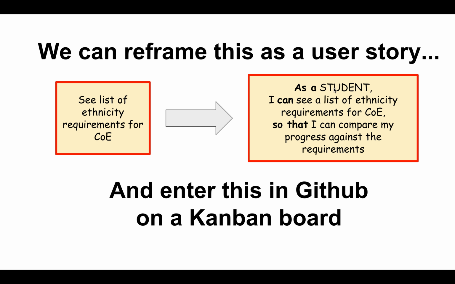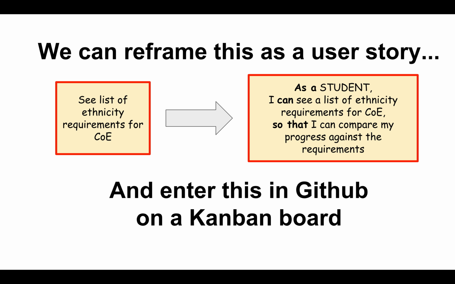As a student, that's the role of the person who is going to do this thing. I can see a list of ethnicity requirements for CE so that I can compare my progress against the requirements. And that's really the critical part. That's really the reason why you write the story: to have that conversation about what your end goal is. Because if you didn't have that and someone just blindly went into building it, they wouldn't really know where it fits into the big picture. Exactly. So that, in combination with the story map, helps keep you grounded in what the actual user goal is.